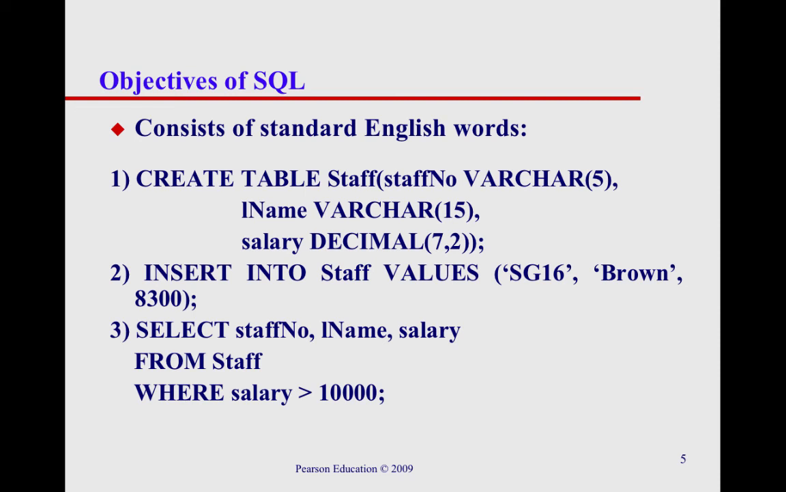If instead I said fixed char, then even if the staff number was only 3 characters, 5 characters would be allocated to it, and there would be 2 blank spaces. So that's the difference. When we get to the data definition language next week, we'll talk more about why you might use one or the other. And then this is decimal, saying that there's 7 digits total, 2 of which can be after the decimal point.